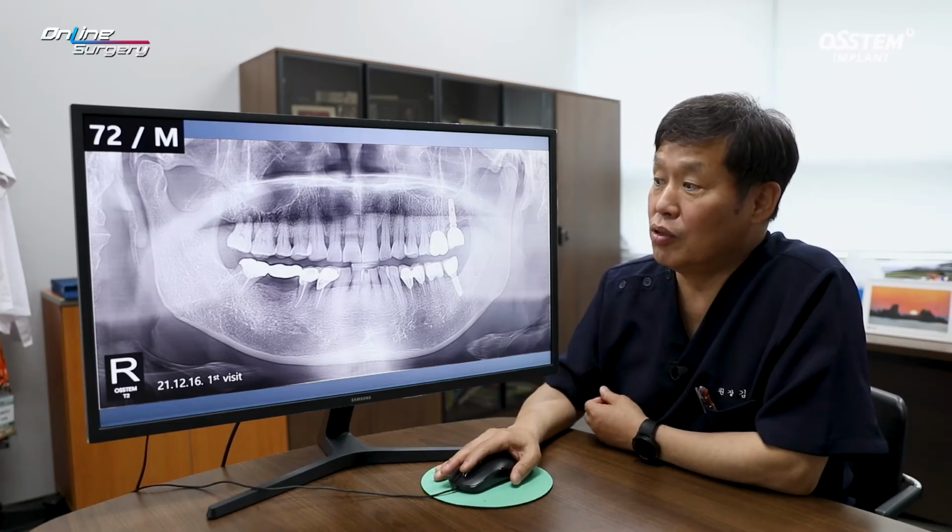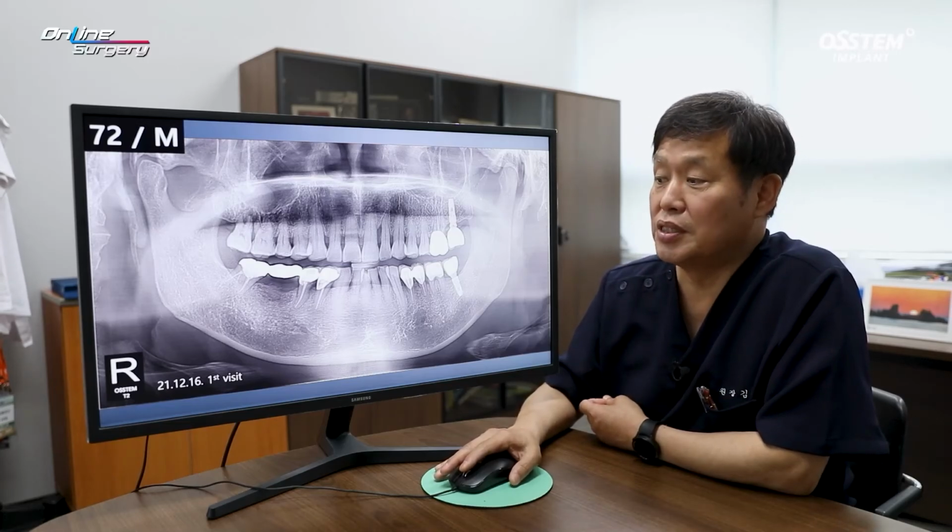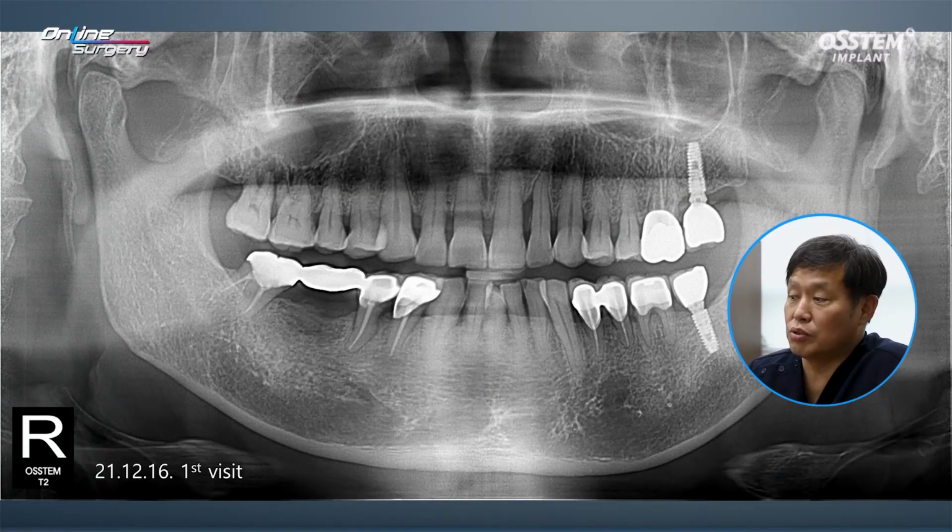Today I'll be walking you through a surgical video. The case involves a 72-year-old male patient who first visited us due to discomfort in the upper right molar region as seen on the panoramic X-ray.